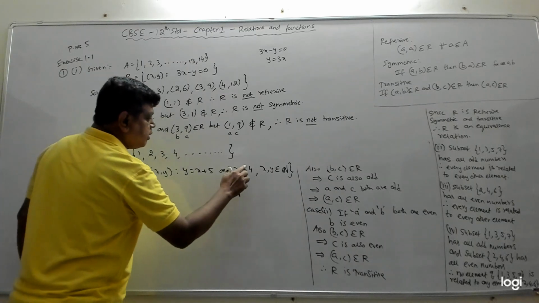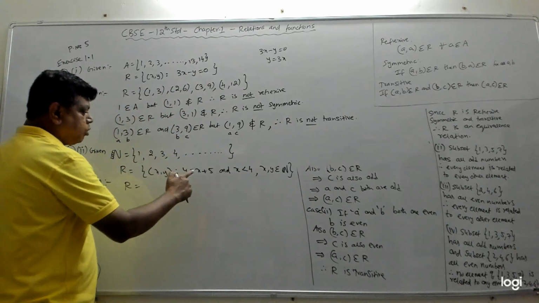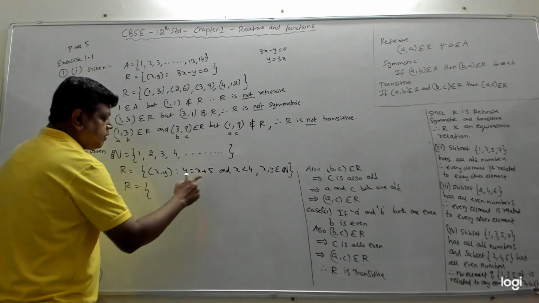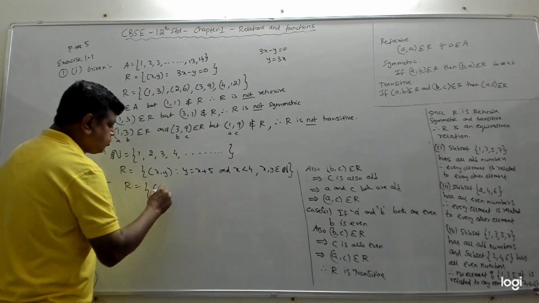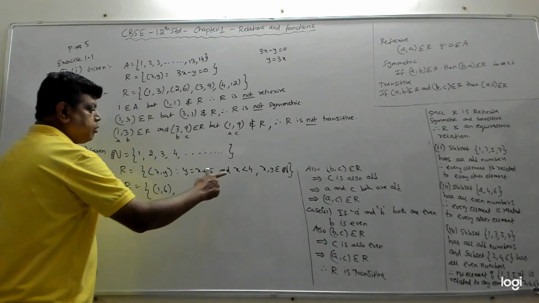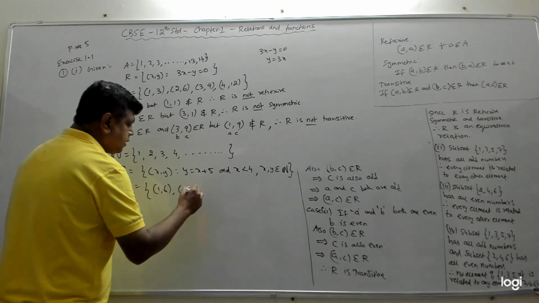So x is less than 4 is given, which means x can be 1. So let's put x is equal to 1 first. If I put x is equal to 1, 1 plus 5 is y, so y becomes 6. When x is 1, y is 6. Now let's put x is equal to 2. So when x is 2, y becomes 2 plus 5 is 7.